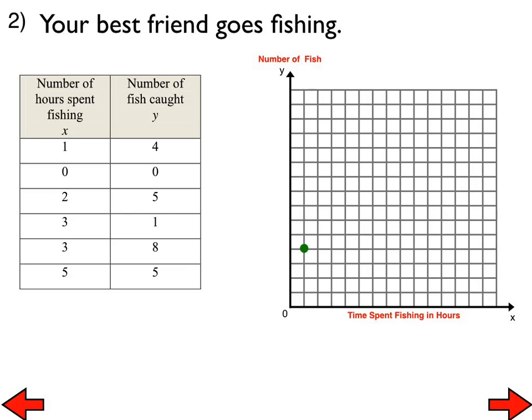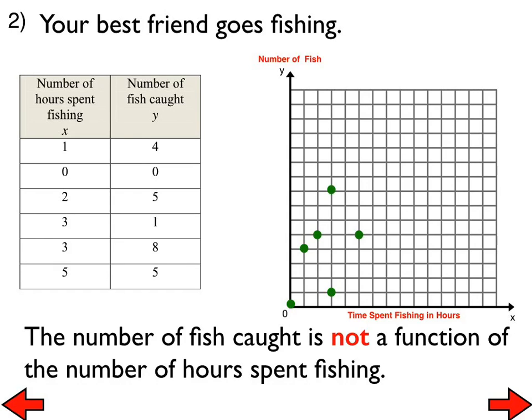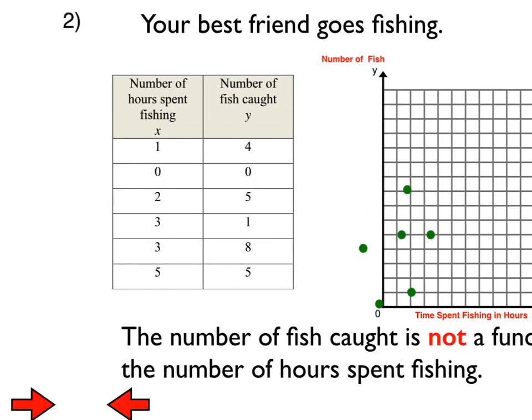Okay, let me go ahead and plot these. So there's 1, 4, 1 hour spent fishing, 4 fish caught, and so on. My question is, is this a function, yes or no? No. So what tells you that it is not a function? Because 2 different points end on 5. Okay, yeah, or the vertical line test, right? So this is definitely not a function, and you don't need to write down the sentence this time.